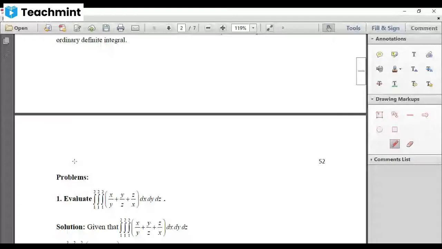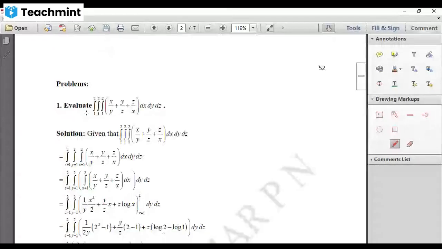Now we'll see a problem. Evaluate the integral from 1 to 2, integral from 1 to 2, of this function. This is your f of xyz, dx, dy, dz. Now see here, limits are constants. Then how to choose which variable takes which limit? You have to see this. They are given, it has to be integrated in the order dx, dy, dz.